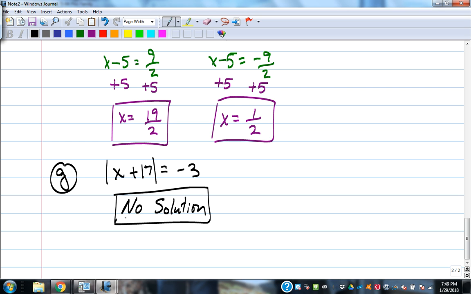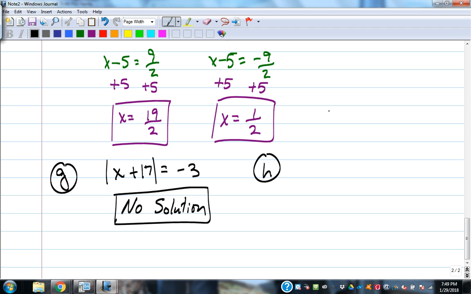Anytime you get that absolute value by itself and you got a negative number on the other side, that's a no solution. Because remember, distance can't be negative. Distance is always positive. Okay. It's a distance away from 0, so that's got to be a positive number.